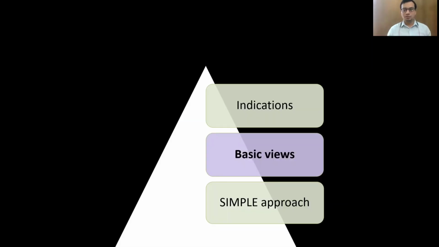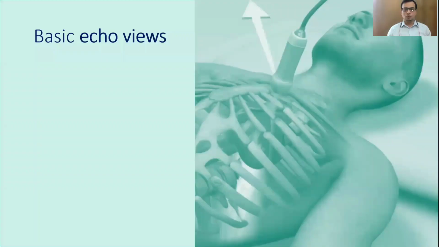Now we will move on to the next part, the basic echocardiographic views and how to obtain those views. There are basically 3 windows through which one has to place the echo probe and obtain various views.